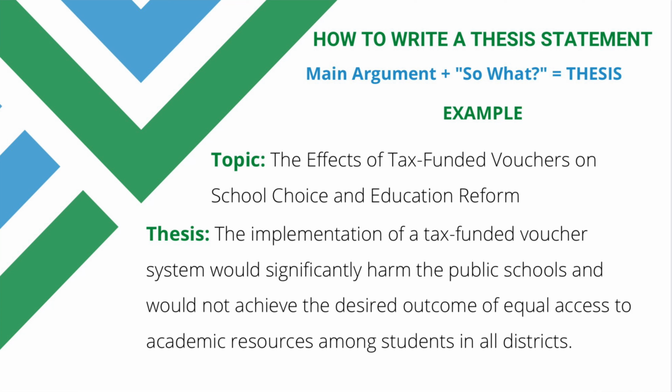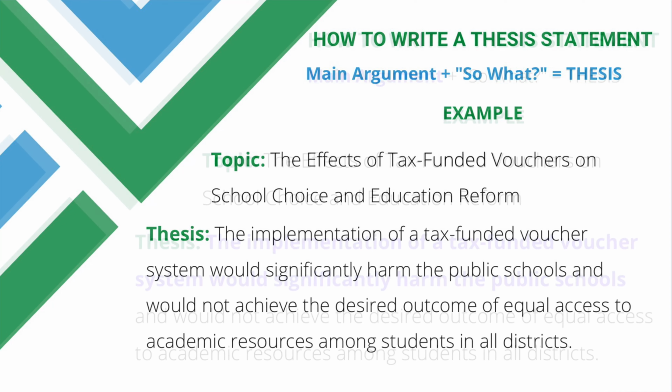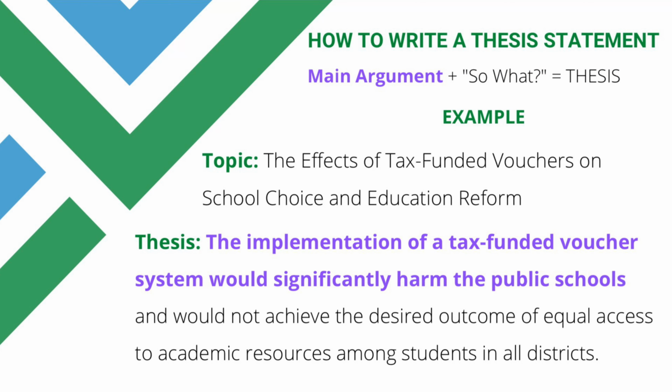In this example, the topic is school vouchers, but we see that the thesis provides us with further details about the topic that includes both the so what and the main argument. In this example, the argument is the implementation of a tax-funded voucher system would significantly harm the public schools. Because the writer has told us something specific about school vouchers, we can expect that the writer will explain how public schools will be harmed throughout the paper.